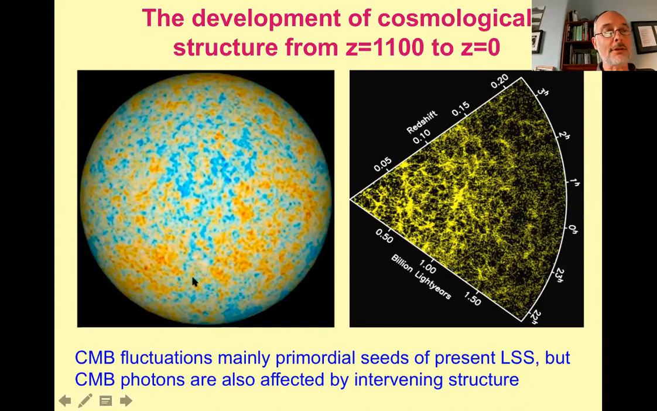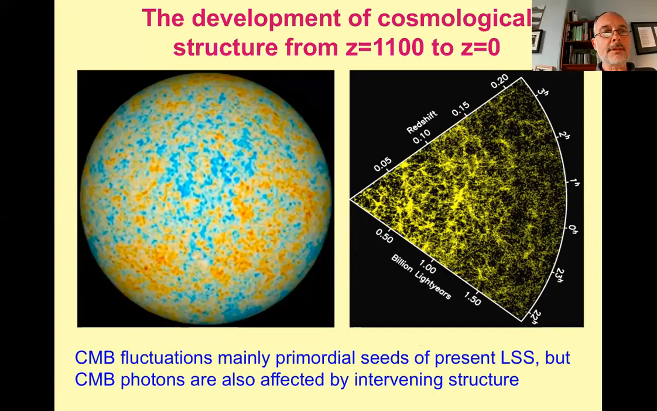So at redshift 1100 or so, these tiny metric fluctuations developed through gravitational instability into the right-hand panel, which is the large-scale structure in the galaxy distribution that we map with redshift surveys. And basically the character of these two patterns connects with each other in the way that the Lambda CDM model predicts, very accurately.